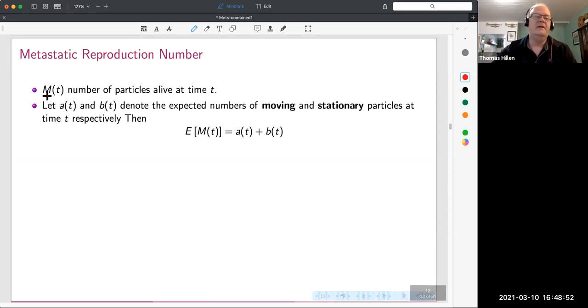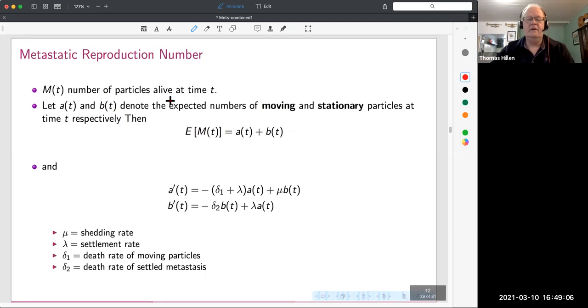Okay. Now we have this model, so we can analyze it further. In particular, looking at the number of metastatic particles, M, we can divide them up into two bits, the moving bit and the stationary bit, A and B. So the expectation of M is A plus B, and this trickles down to a very simple 2-dimensional ODE. So then A prime, B prime, it's a linear ODE with all these rates, which I have defined earlier. And here they are mentioned again. I will talk about the rates in a second. But of course, analyzing linear ODEs is something we can do really well.